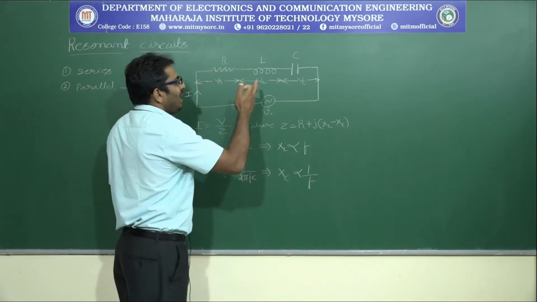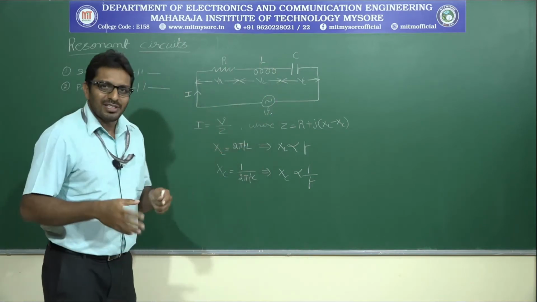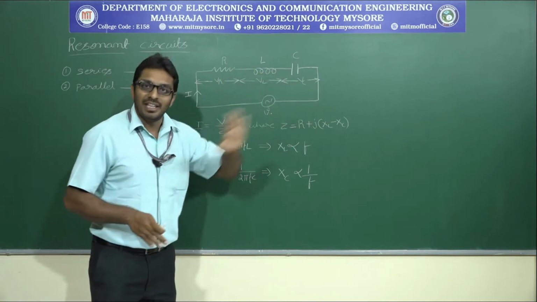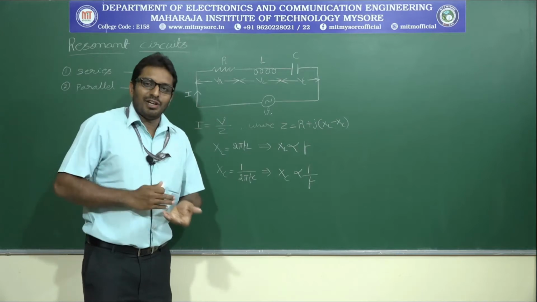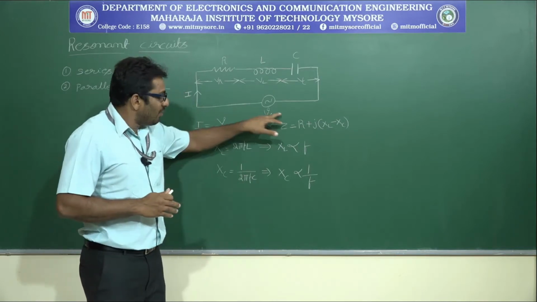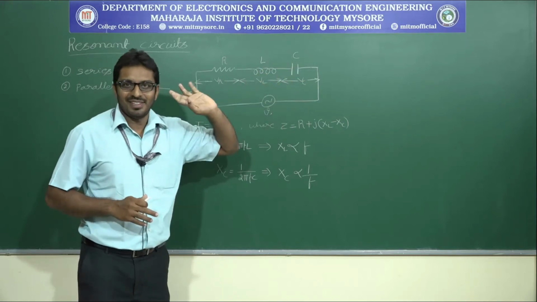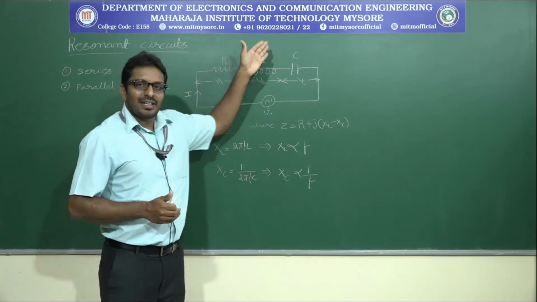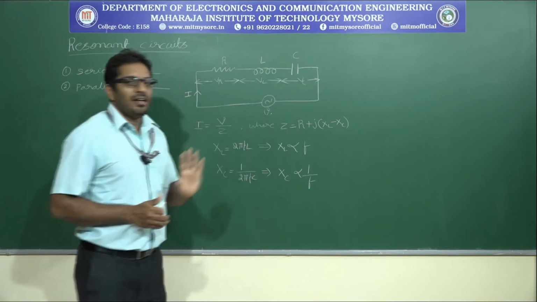There are two ways to obtain a resonant condition. One is by varying the frequency by keeping L and C constant. That is easy because every time we need not remove and place the L and C values. Another way, which is a difficult way, is by keeping frequency constant and changing L and C. But what we are discussing is keeping inductor and capacitor values constant and changing the frequency.